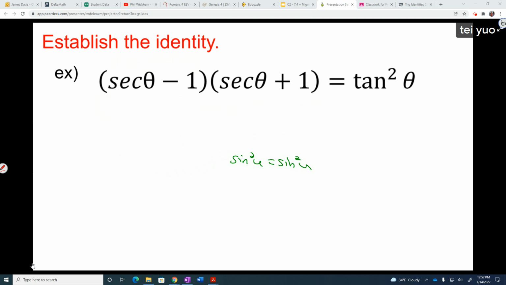Secant theta minus 1 times secant theta plus 1 equals tan squared. All right, what should we do to start this one? Do you want to substitute or do something else?